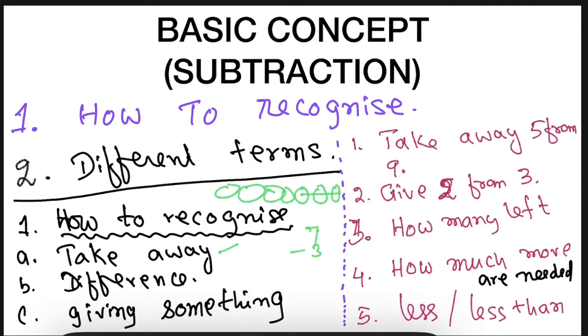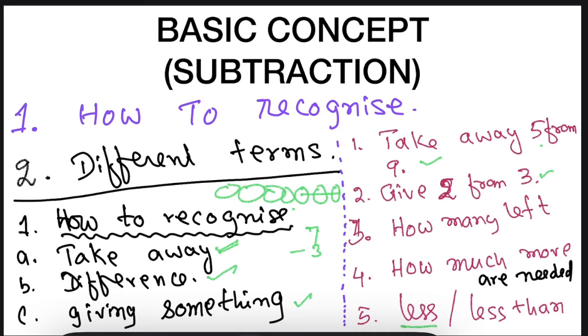Okay, less is also subtraction. First I said how to recognize: take away. What is the difference between 4 and 3? Then you say that it is subtraction. Giving something is also subtraction. Similarly, take away 5 from 9 is also subtraction. Then give 2 chocolates from 3 is also subtraction. How many are left with you? There also you do subtraction.